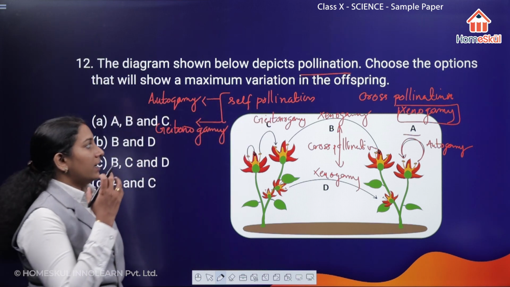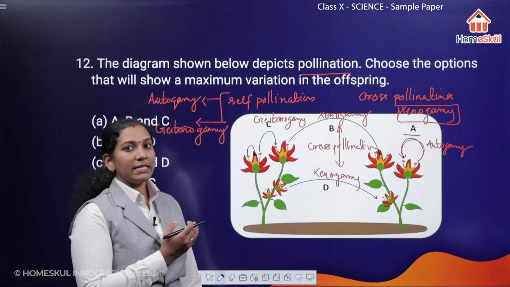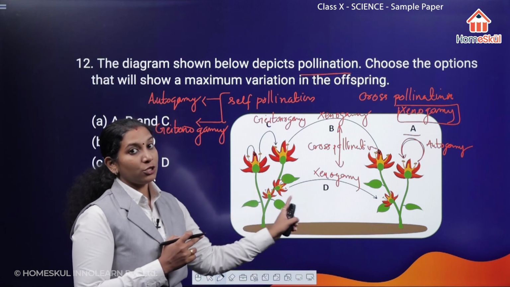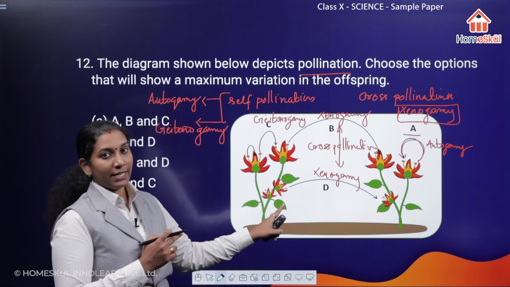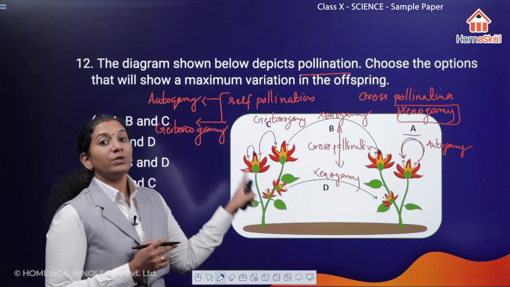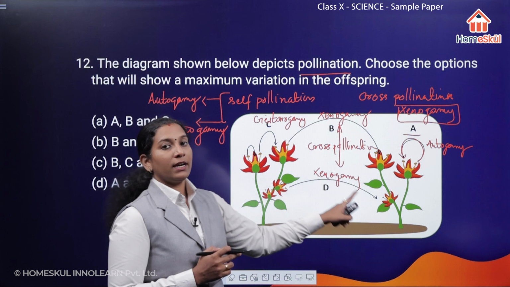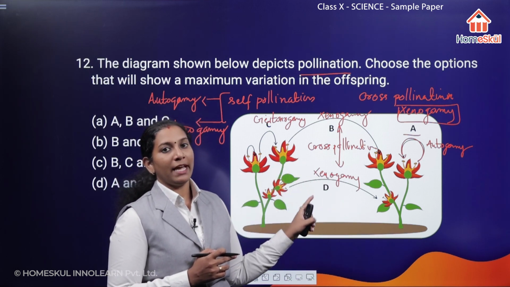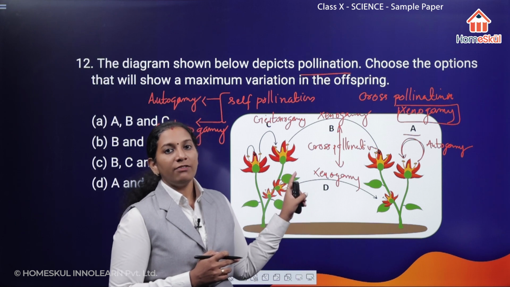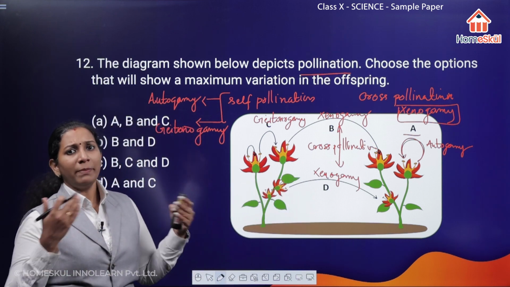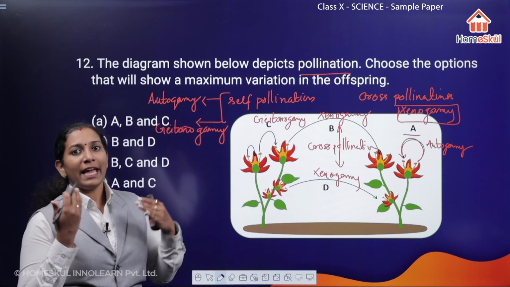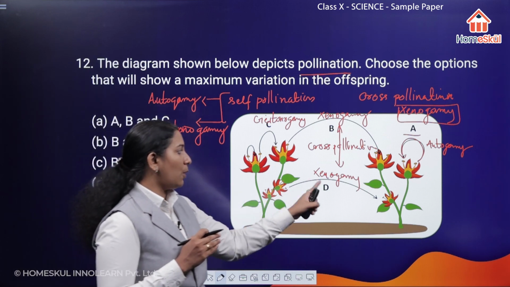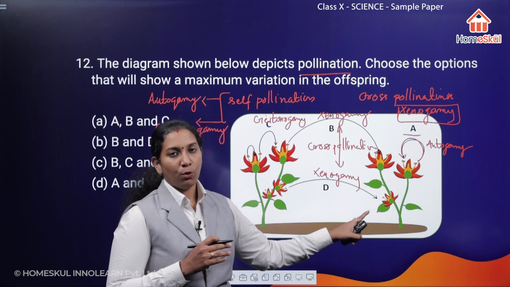So, in xenogamy, you can see that two different plants or species of plants are involved, that is, in cross-pollination. So, there you can expect more variation than the self-pollination kinds, autogamy and geitonogamy. There we cannot expect much variation. They will be the exact kind of their parent plant. But in cross-pollination, you can expect more variations.